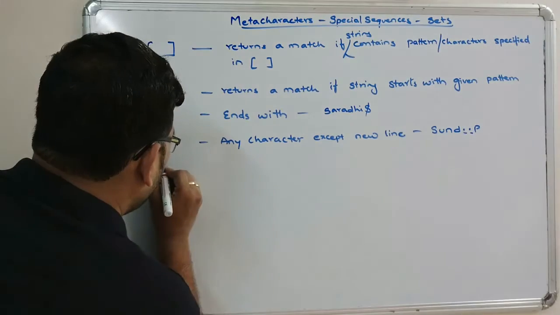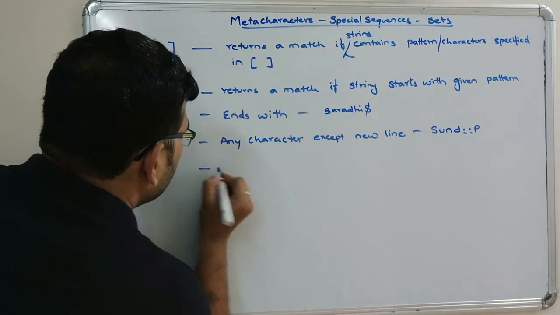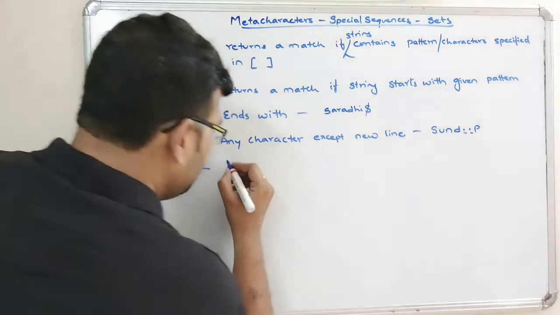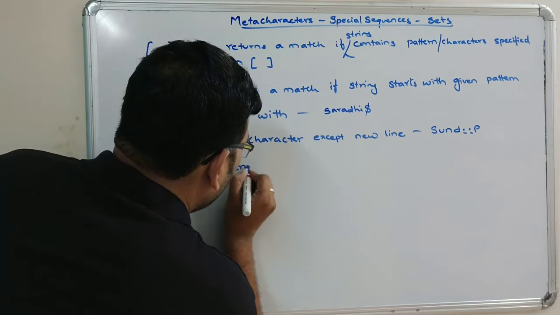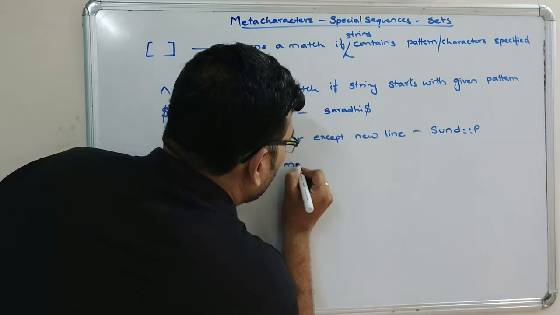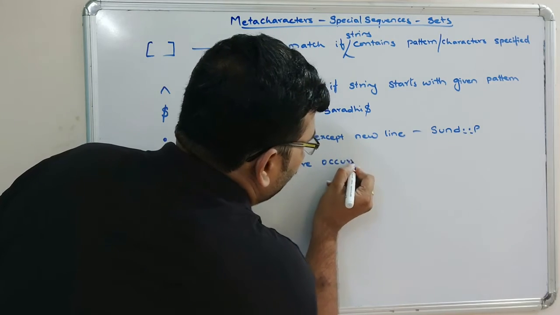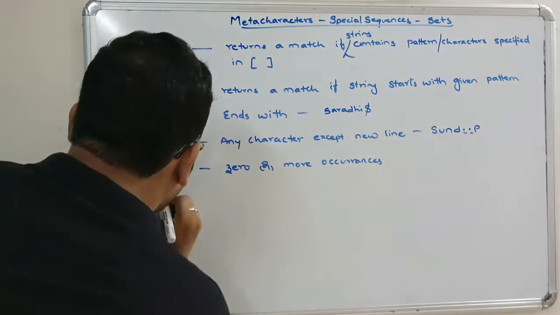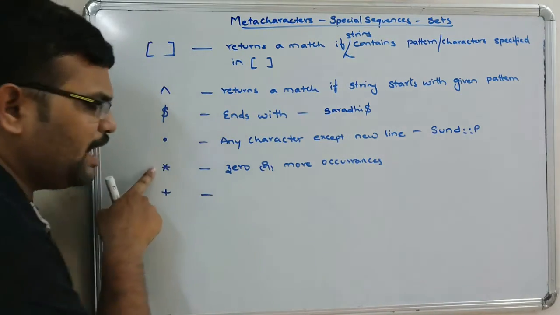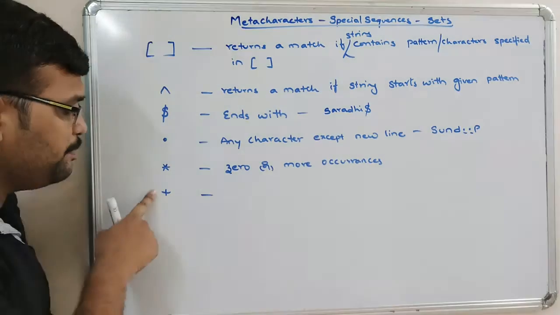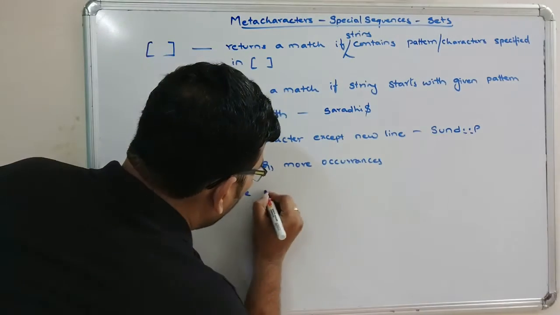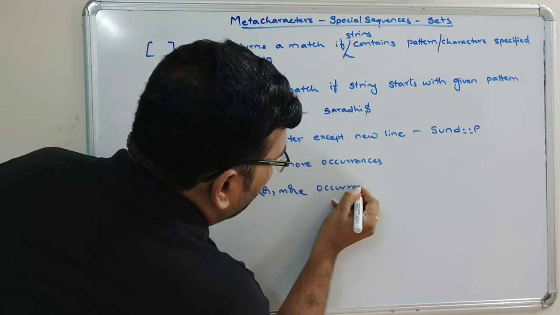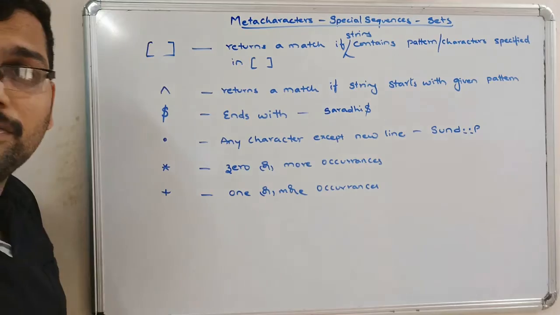Next, star. The star symbol returns a match if there are zero or more occurrences of the given pattern. Similarly, plus. There is a slight difference between star and plus: plus is for one or more occurrences. I will execute everything, don't worry.